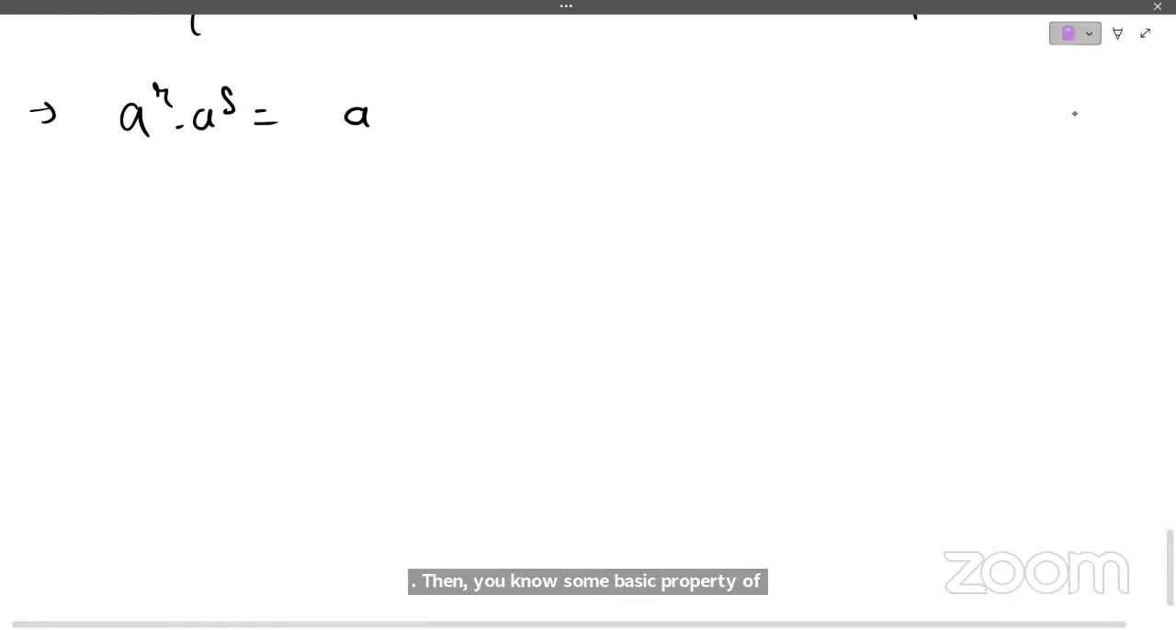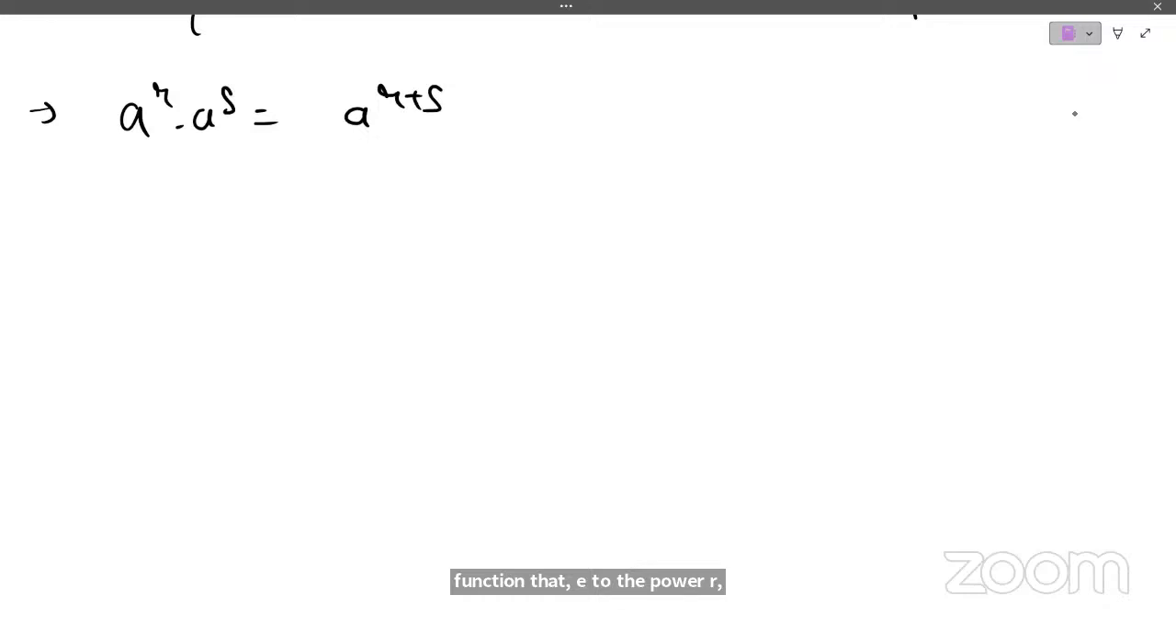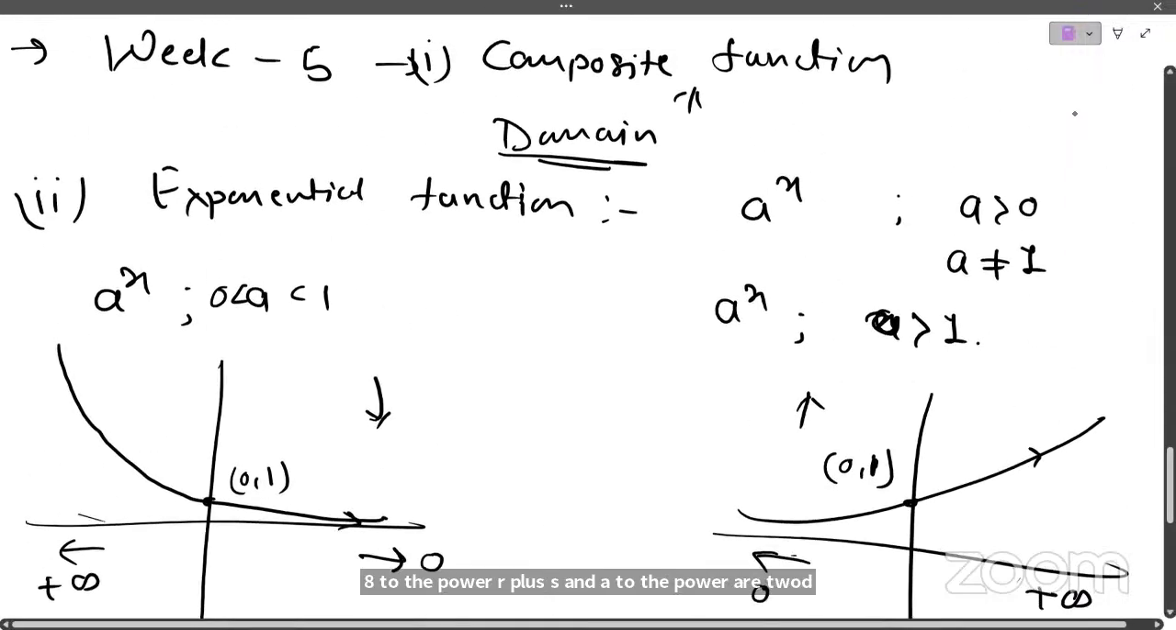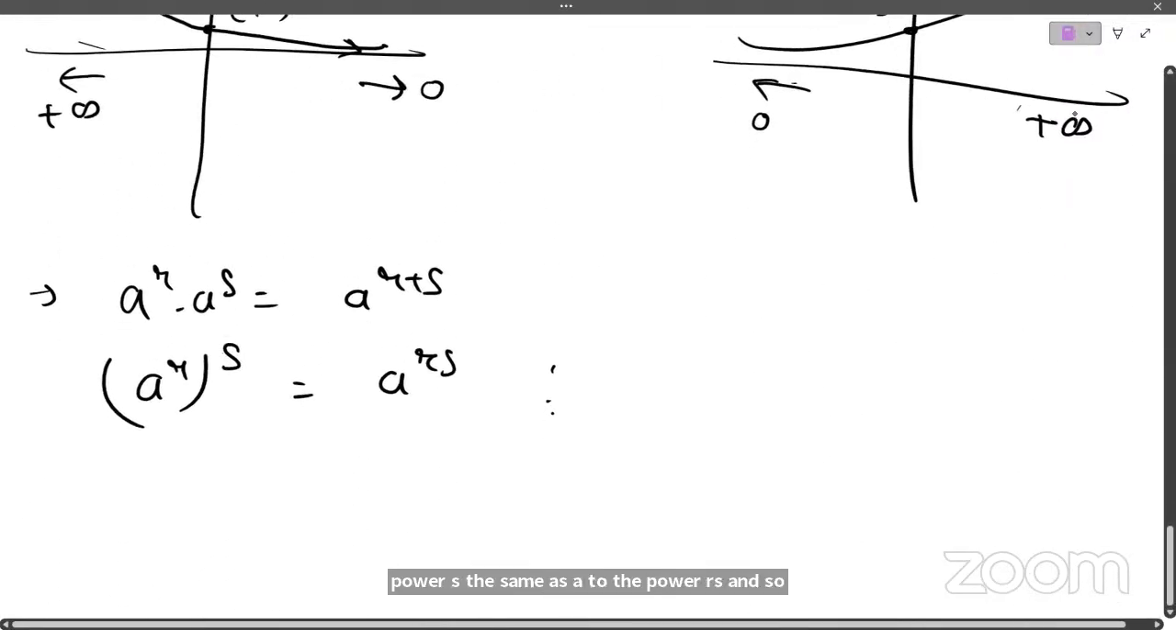Then you know some basic properties of exponential functions: a to the power r times a to the power s is a to the power r plus s, and a to the power r, to the power s, is the same as a to the power rs, and so on, right? So these are the basic concepts about exponential functions.